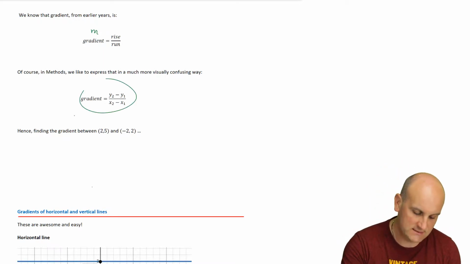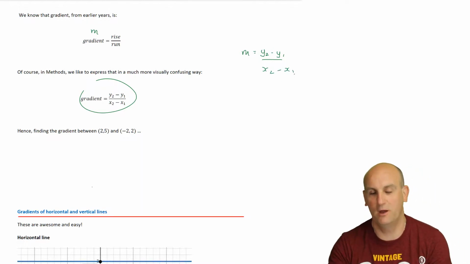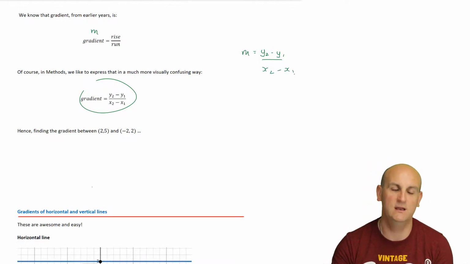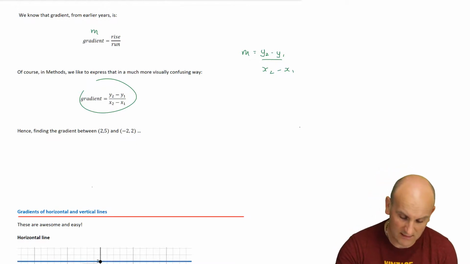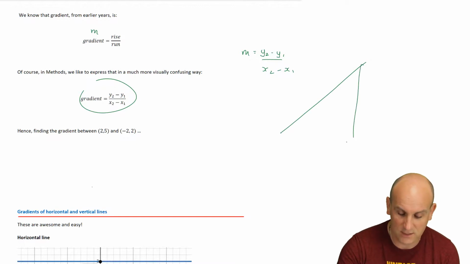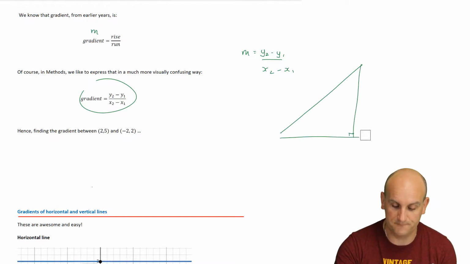So here we go, ladies and gentlemen. Another way of expressing gradient is equal to y2 minus y1 over x2 minus x1. Now, I'm going to oversimplify this, and again, you're going to scream at the screen, what are you doing? We know this. I know you know this. It's all right. There will be about 8 people who are watching this who don't know this, and I want to make sure that they do understand what I'm showing.